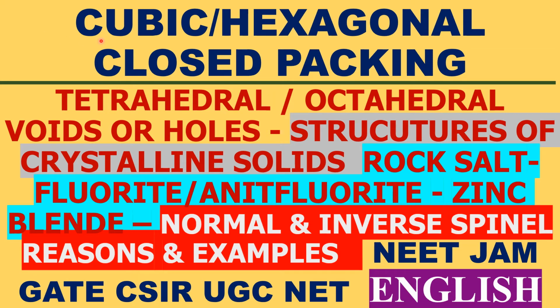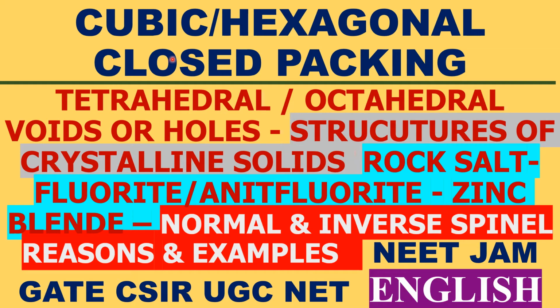Good morning. Let us see today cubic closed packing and hexagonal closed packing. What are called cubic closed packing, hexagonal closed packing crystal structures? Although they are closely packed crystal structures, they have voids, holes, and cavities in the crystal lattice. There are two types of holes or cavities in the closed packed structure: tetrahedral voids or tetrahedral holes, and octahedral holes. Based on these, the structures of crystalline solids are described.